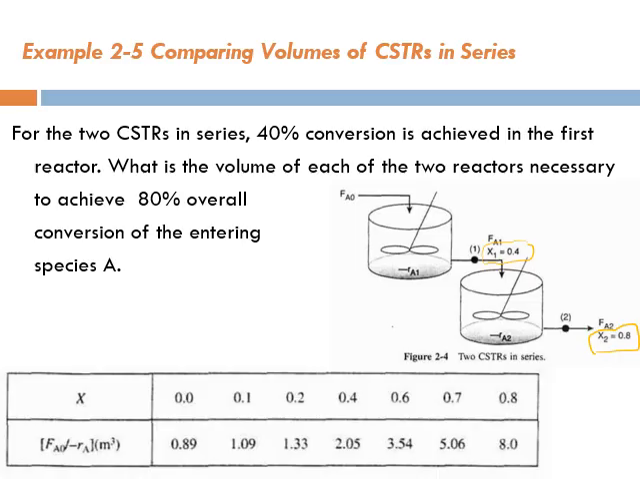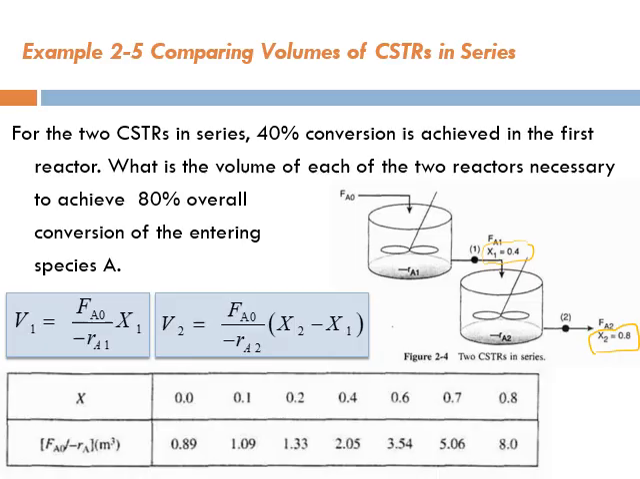So let's find the volume. Okay, so volume 1. How do you calculate volume 1? Well, the volume of the first reactor is achieving 0.4 conversion, right? So this guy is 0.4. The function, or the height, is evaluated at 0.4. So this is the value. Okay, so it is 2.05 multiplied by 0.4. So that gives you V1.